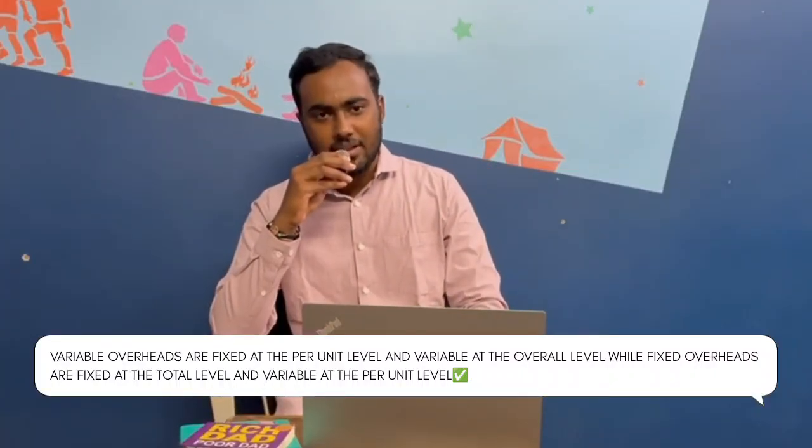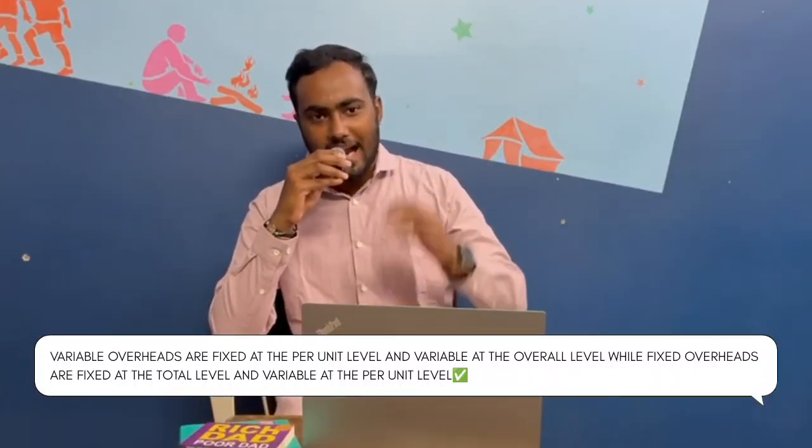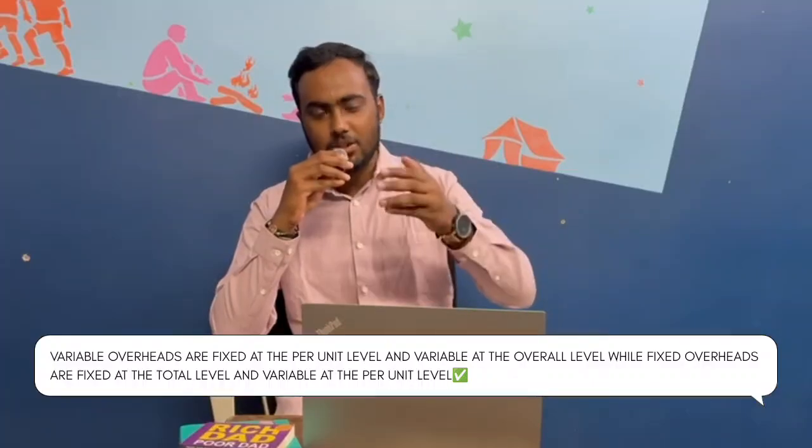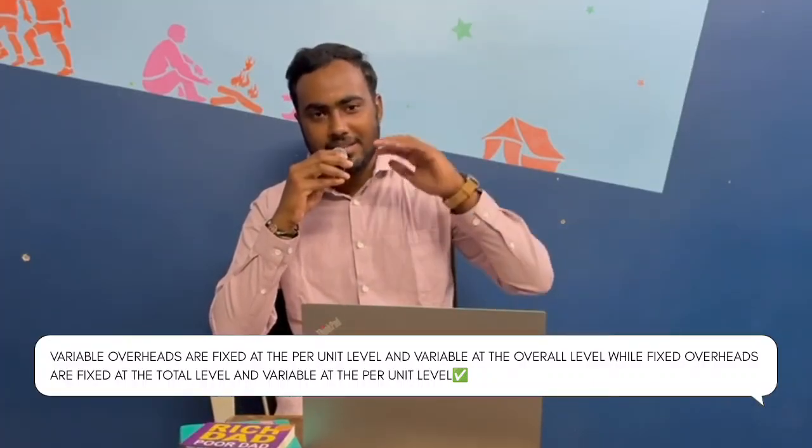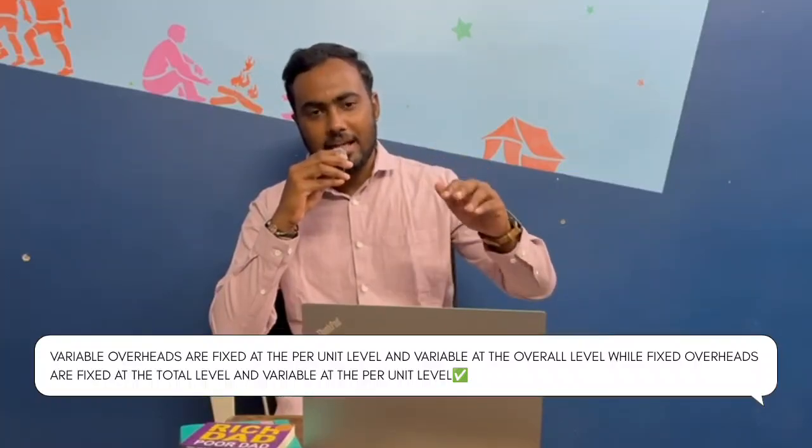So to answer your question, your variable overheads are fixed at the per unit level but are variable at the totality level. And the reverse scenario applies to your fixed overheads. Your fixed overheads are fixed at your totality level but are varying at your per unit level. I hope that clarifies this.